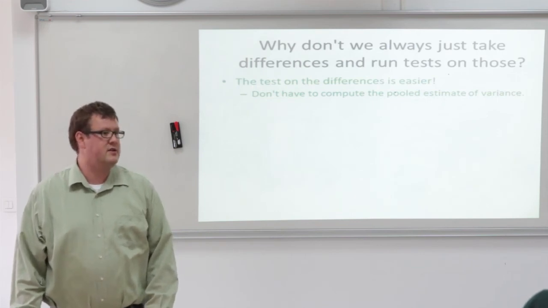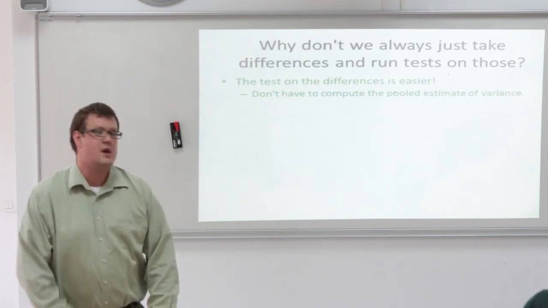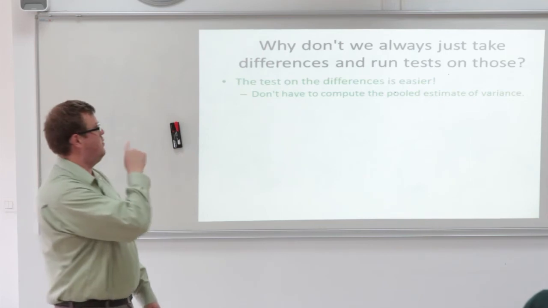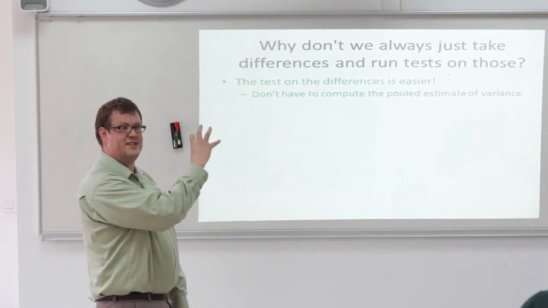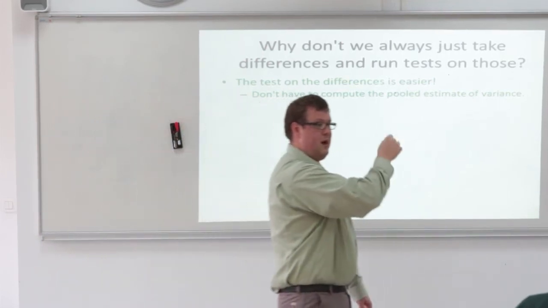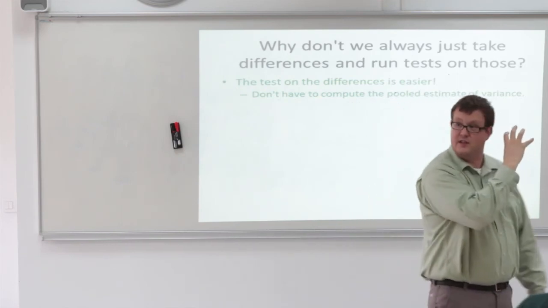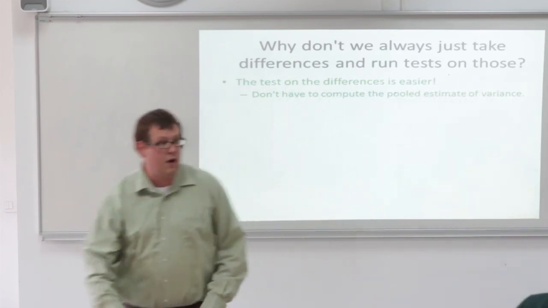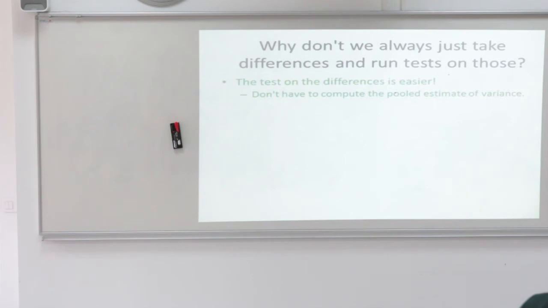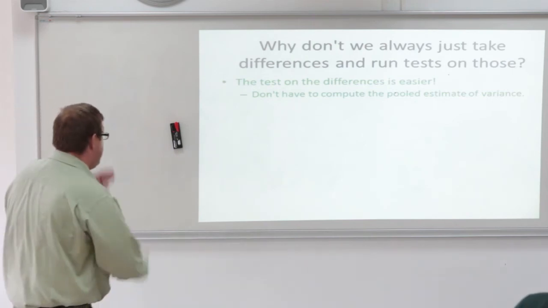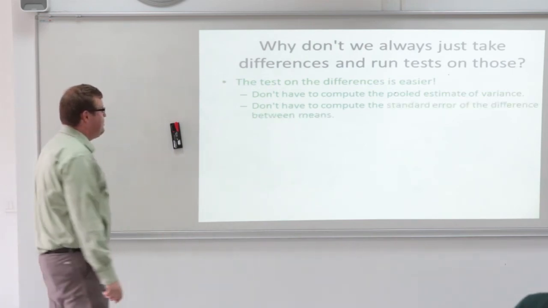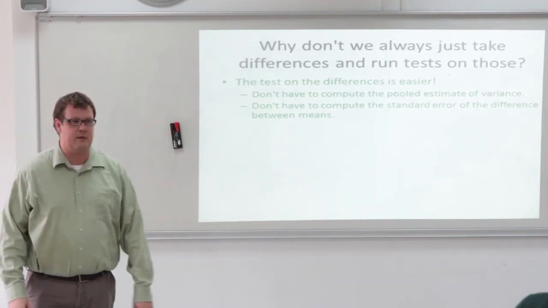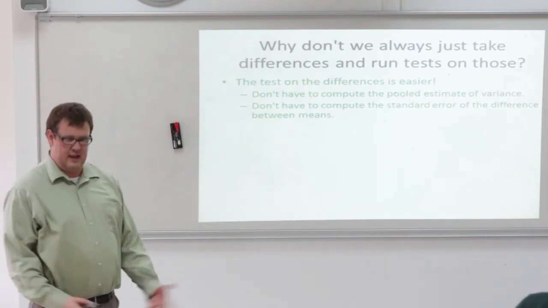Okay, let's assume that the variances are equal. Now we're going to pool the variances. So n1 minus 1 times the variance estimate of the first plus n2 minus 1 times the estimate of the variance for the second, all over n1 plus n2 minus 2. And that gives you a pooled estimate of the variance. So you don't have to do that here. You don't have to compute the standard error of the difference between means. You just compute the standard error of the means.